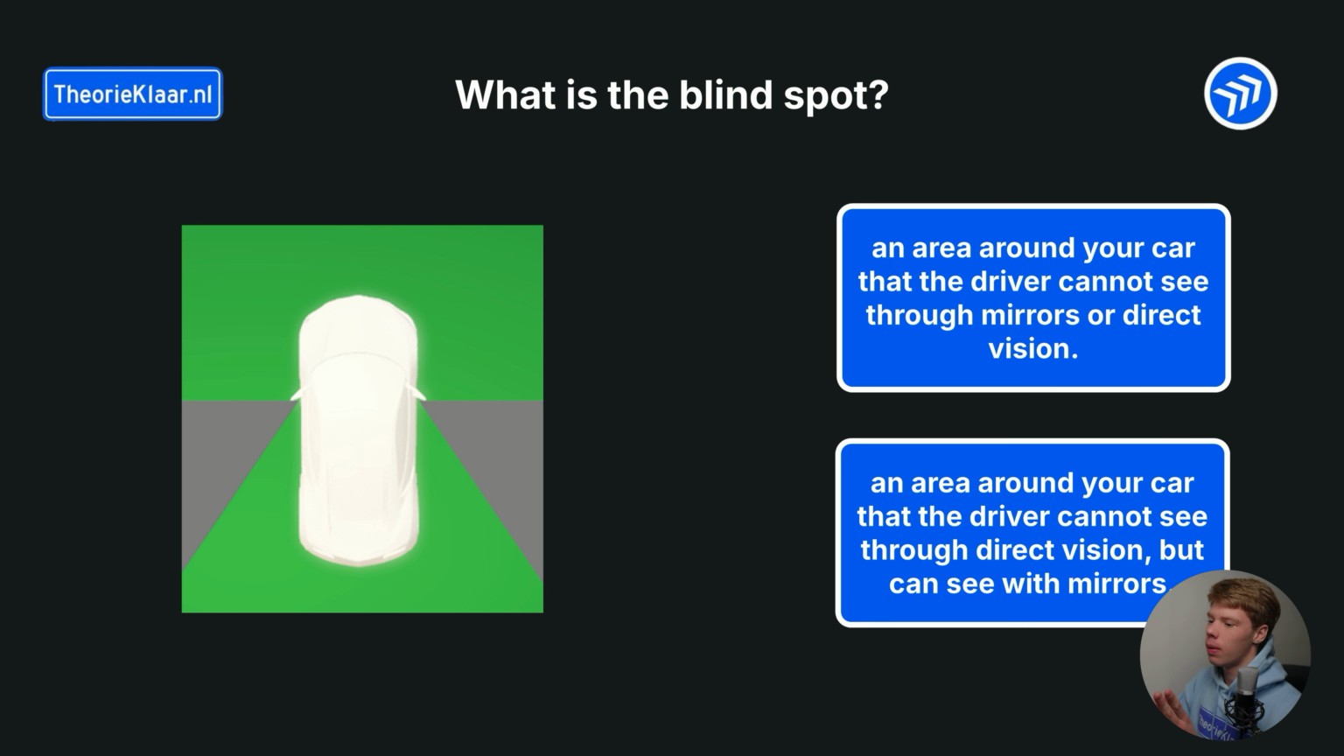maximum speed. What is the blind spot? Is that an area around your car that the driver cannot see through mirrors or direct vision? Or is the blind spot an area around your car that the driver cannot see through direct vision but can see with the mirrors? Then the right answer is the first answer. And that is why you physically need to look into that direction.